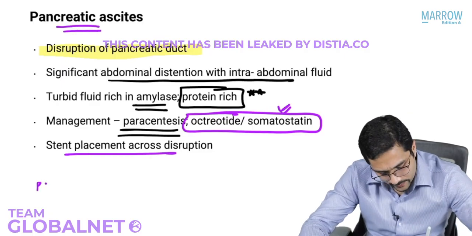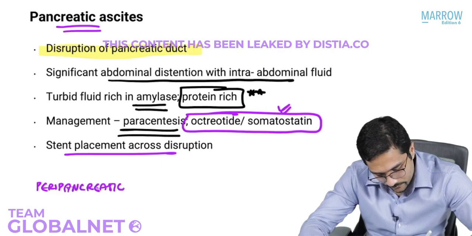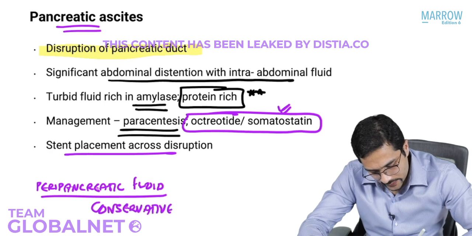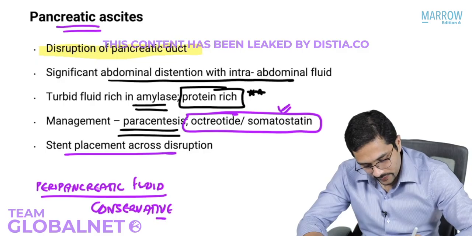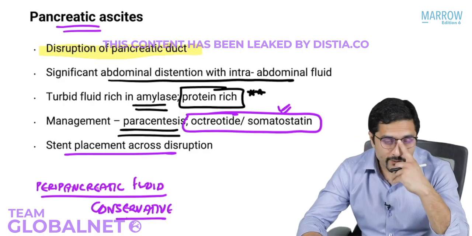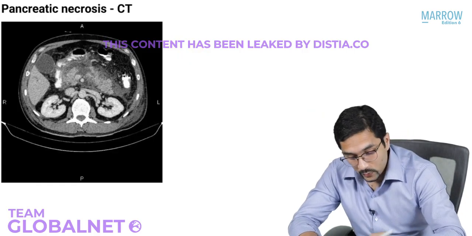If there is just minor peripancreatic fluid, then conservative management. If it is just a small amount of fluid and the patient is not symptomatic, then we just do conservative management in those patients. One of the most serious complications of acute pancreatitis is pancreatic necrosis.